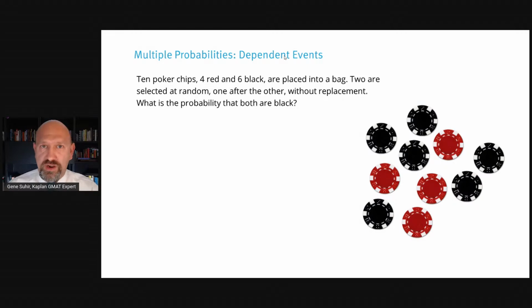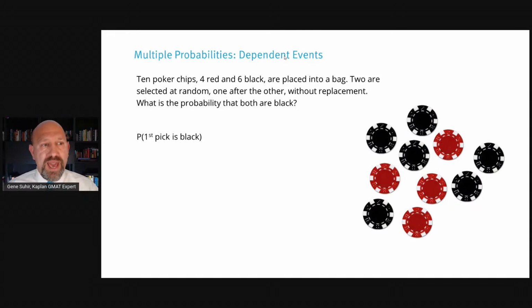We put up the visual here on the right side. Two are selected at random, one after the other, without replacement. What is the probability that both are black? Now, both are black means we want a black the first time and a black the second time. So we're going to find their probabilities separately and multiply them, of course.